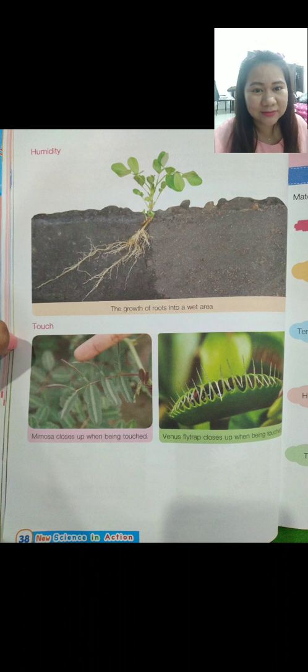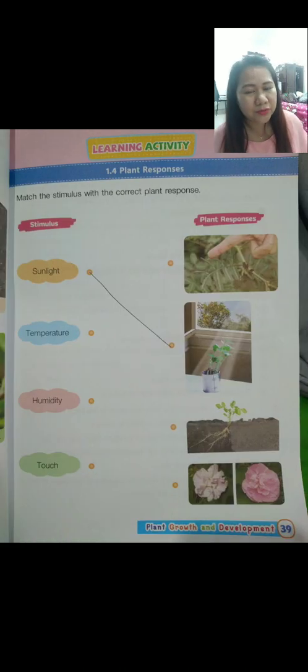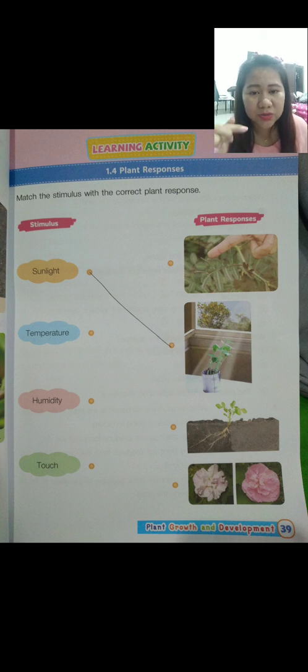Okay, understand? Now please open your book on page 39. Plant responses. Match the stimulus with the correct plant response. For example, sunlight, temperature, humidity, touch. We already talked about it, right? So now please answer on page 39.